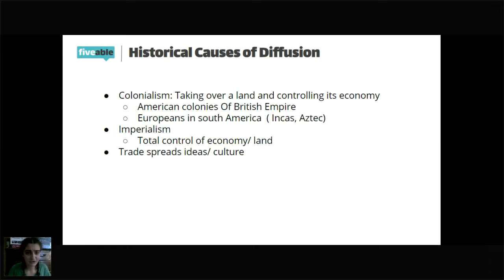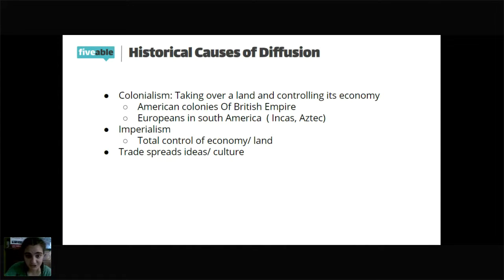Trade is a good example: trade has always happened around the world, right? Trade is a cause of diffusion because when people from different cultures interact, new ideas are spread to other cultures, and they're adapted depending on the situation.